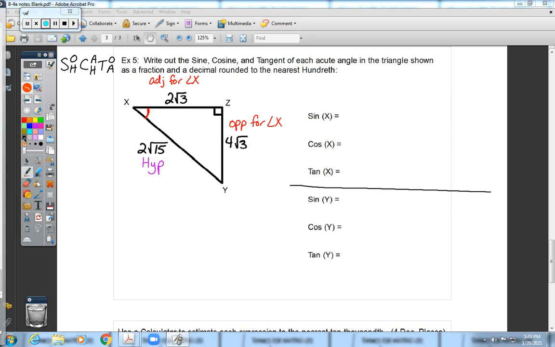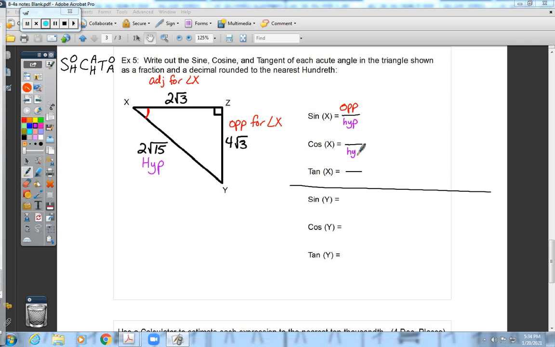Then we set up our trig function. Remember that we have our definitions. Sine is opposite over hypotenuse. Cosine is adjacent over hypotenuse. And tangent is opposite over adjacent. Again, that is coming from SOHCAHTOA.